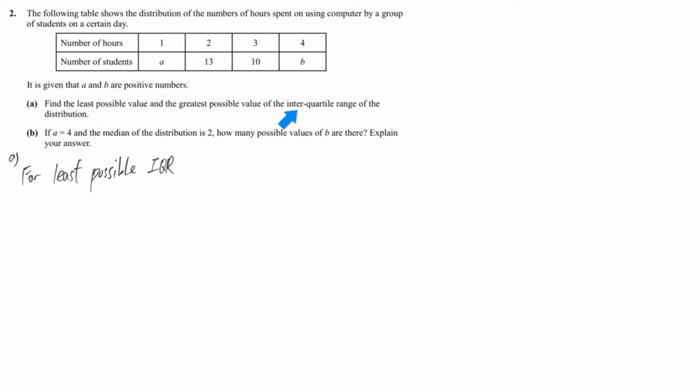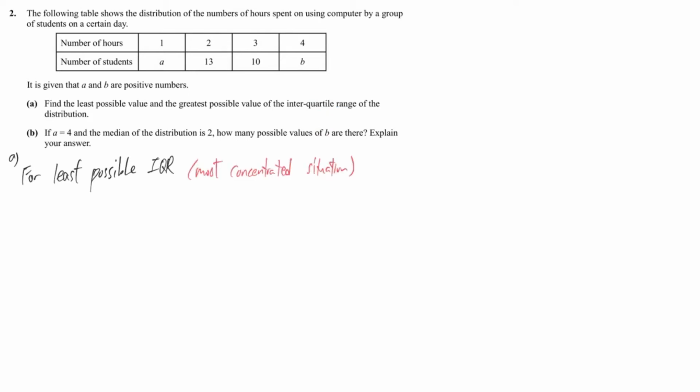possible value of the interquartile range, or what is the greatest possible value of the interquartile range. In order to choose a suitable A and B to find the least possible value of IQR, we should think about what the condition is for a smaller IQR. IQR is a measure of dispersion, which means that if the data spread wider, then this one will be bigger. If the numbers are highly concentrated to a certain value, then this one is smaller.